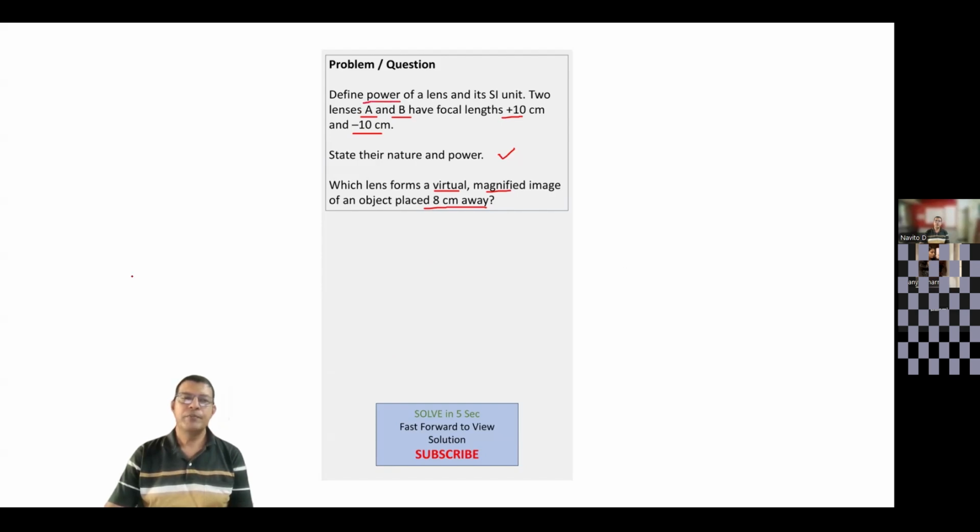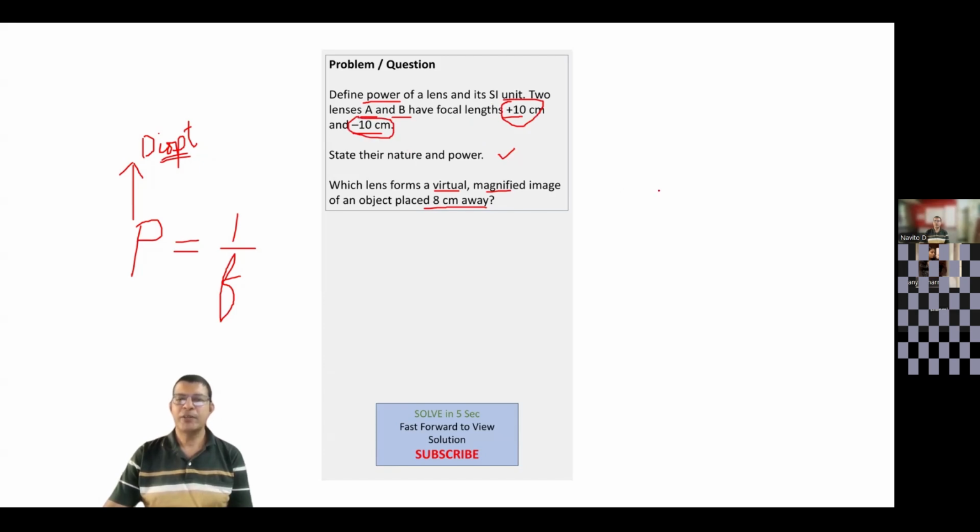What is power? Power is equal to 1 by focal length, right? Represented as diopter, the SI unit. One focal length is positive 10 and the other is negative 10.